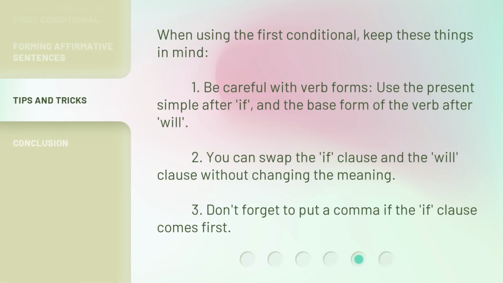When using the first conditional, keep these things in mind. 1. Be careful with verb forms. Use the present simple after if, and the base form of the verb after will. 2. You can swap the if clause and the will clause without changing the meaning. 3. Don't forget to put a comma if the if clause comes first.